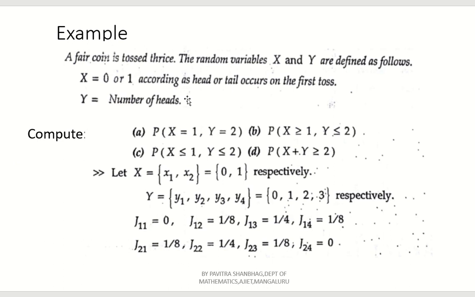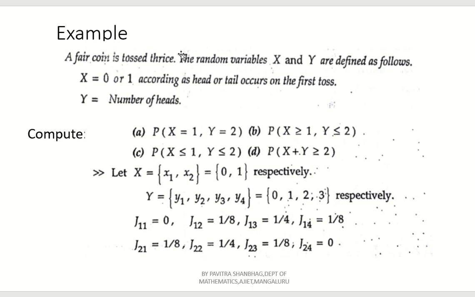See, a fair coin is tossed thrice. The random variables x and y are defined as follows. X takes the values 0 or 1 according as head or tail occurs on the first toss, and y equals the number of heads, right? Now compute P of x equal to 1, y equal to 2; P of x greater than or equal to 1, y less than or equal to 2; P of x less than or equal to 1, y less than or equal to 2; and P of x plus y greater than or equal to 2.